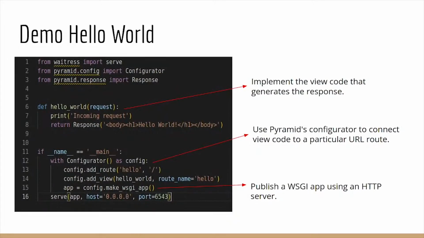Now, we will use Pyramid to build a Hello World application. So first, line 6 to 8, we implement the view code that generates the response. From line 12 to 14, we use Pyramid Configurator in the context manager to connect view code to a particular URL route. Line 15 to 16, we publish a web server gateway interface application using an HTTP server.